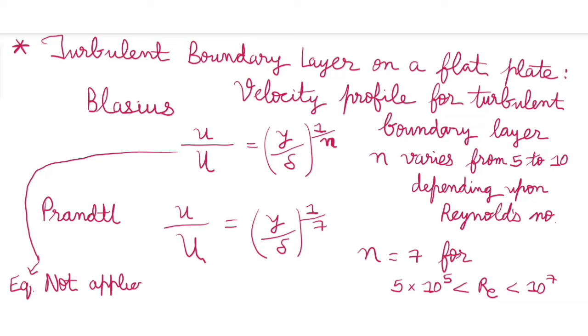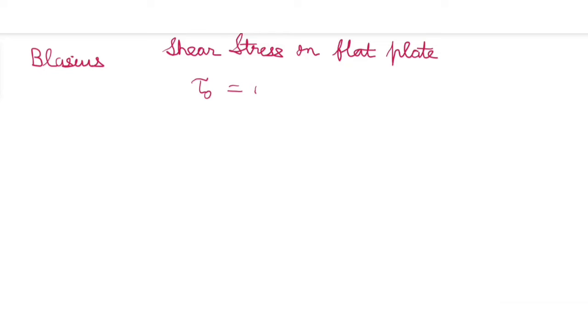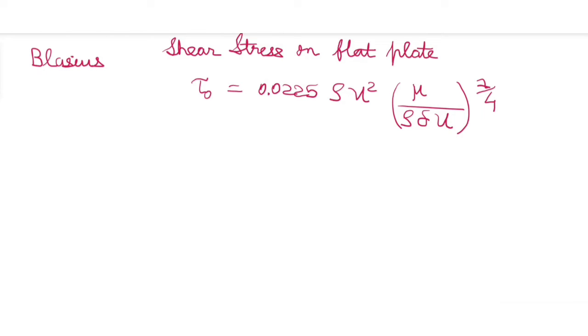Now, this equation given by Blasius is not valid for the laminar sublayer, because I have already explained that near the boundary the velocity is only influenced by viscous effects. Then as I told, Blasius had also given an equation for shear stress on a flat plate, and this equation was tau naught is equal to 0.0225 rho u square into mu upon rho delta u raised to 1 by 4.